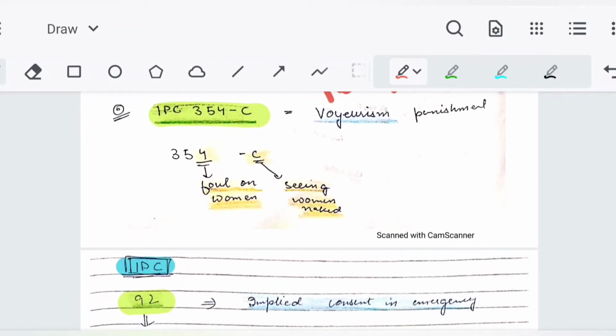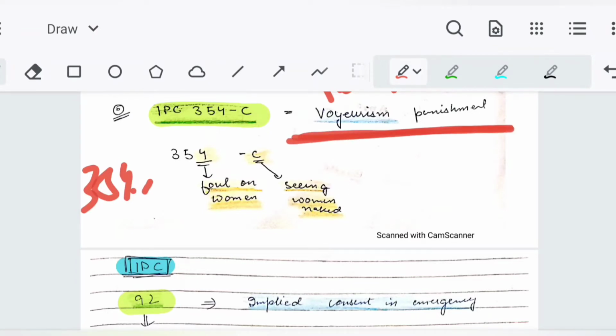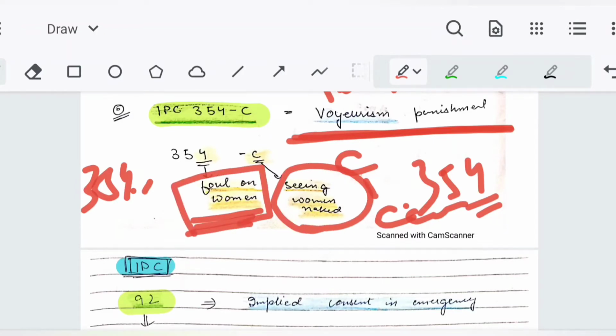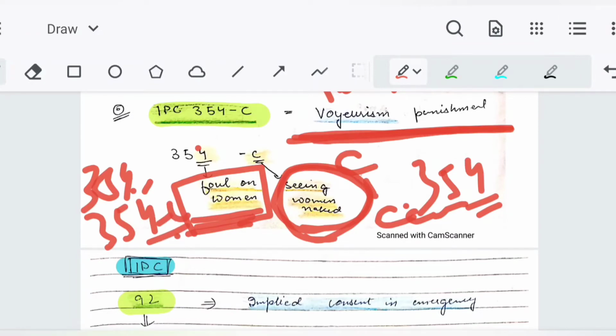Okay. Now let's come to 345C. Okay, 345C is voyeurism, the punishment for voyeurism. Voyeurism means seeing other people in intimate ways. Okay, so 4 is foul on woman, and C is seeing a woman naked. So doing foul on woman is 4, and C is for seeing a woman. So 345C is for voyeurism.